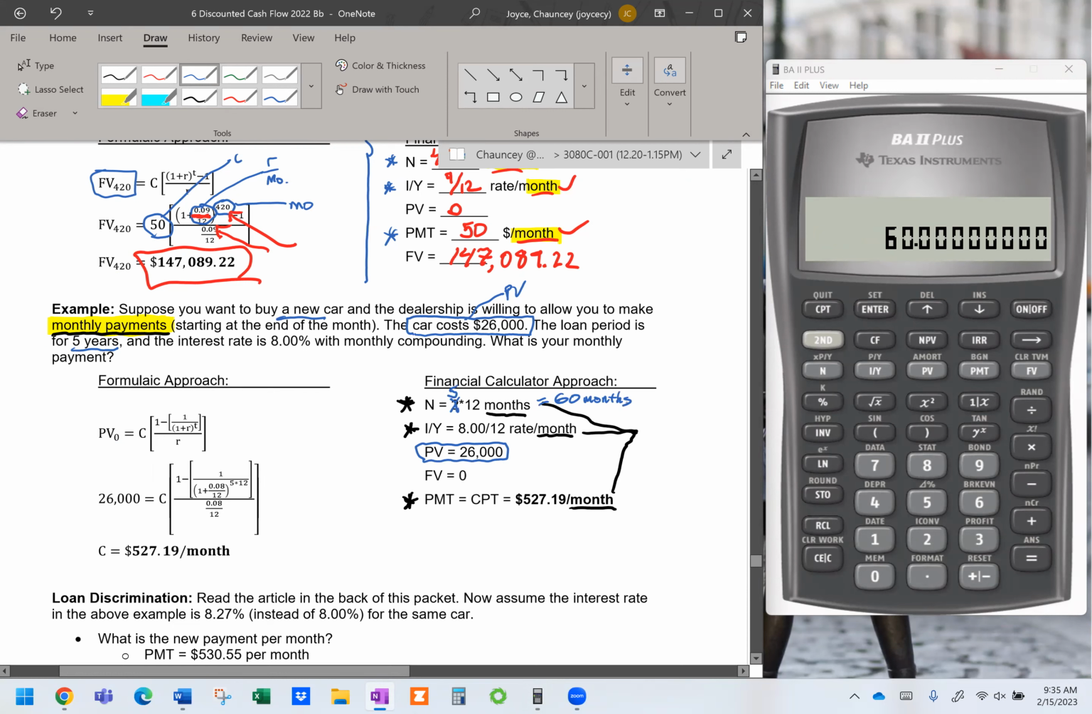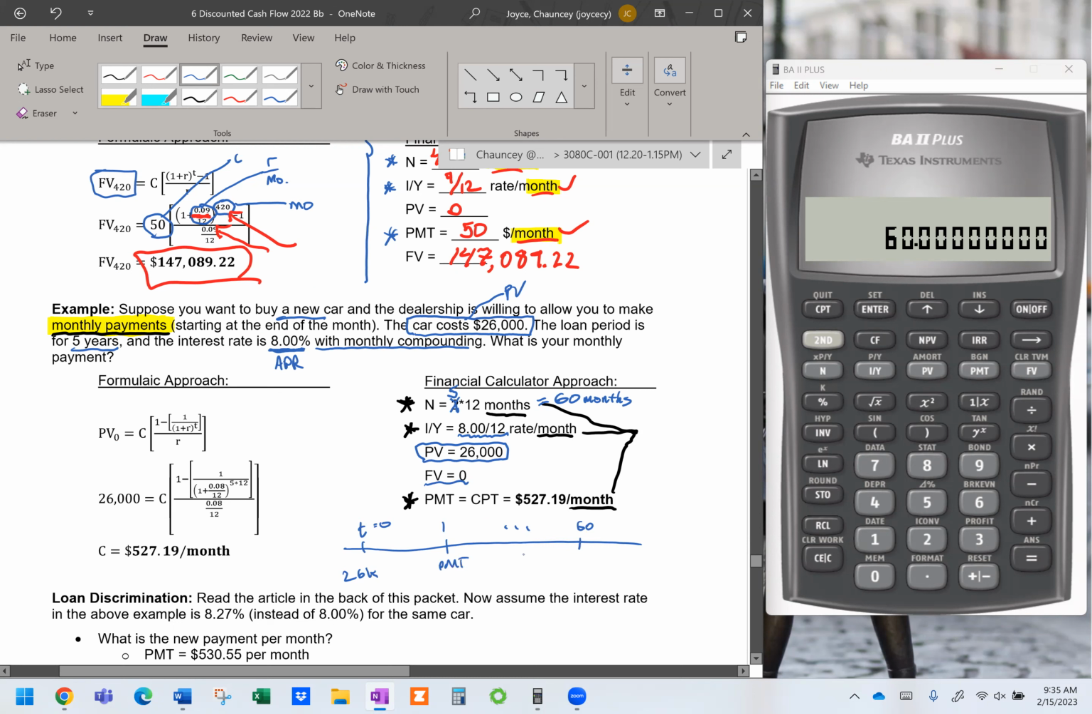And my rate is 8. Now, again, it doesn't say, but you assume everything I give you here will be APRs, 8% APR with monthly compounding. So I just take 8 divided by 12 as my rate. And no future value. So again, all of these payments will exactly equate to my present value all the way through 60 months.